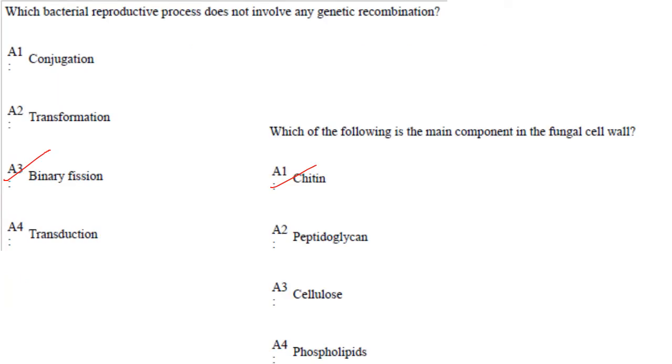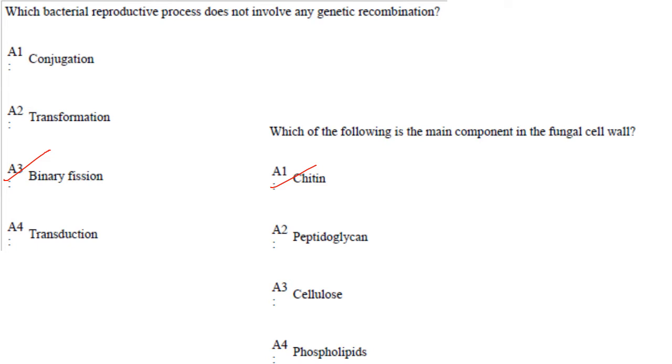Then next one, which bacterial reproductive process does not involve any genetic recombination? So conjugation, yes. Transformation, yes. Binary fission, it is an asexual method of reproduction, so it doesn't involve any genetic recombination. So the answer is option 3.